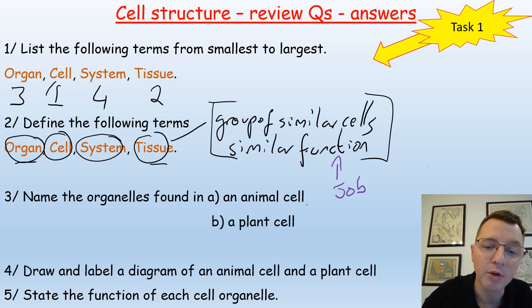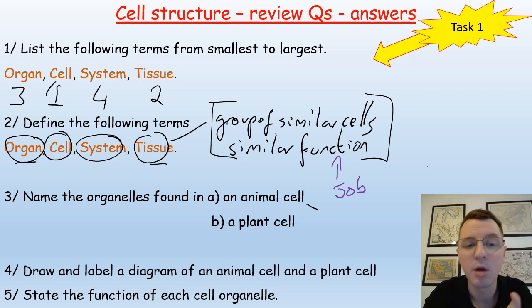Name the organelles found in an animal cell. Well, we've only got 5 of those now. We've got the nucleus, we've got the cell membrane, the cytoplasm, and the 2 new ones, the mitochondria and the ribosomes.